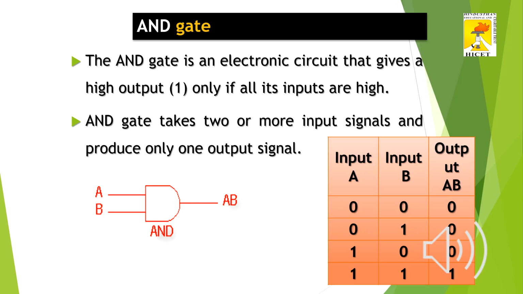So same concept is here. AND gate only gives high output if all its inputs are high. AND gate takes 2 or more input signals and produces only one output signal. So this is the notation for the AND gate and this is the truth table for the AND gate. Okay, 0 into 0 is 0, 0 into 1 is 0, 1 into 0 is 0 and 1 into 1 is 1.